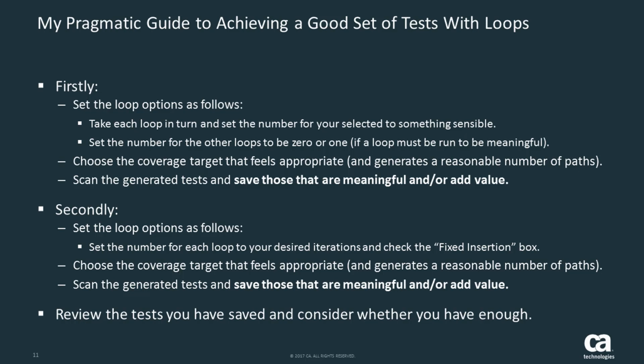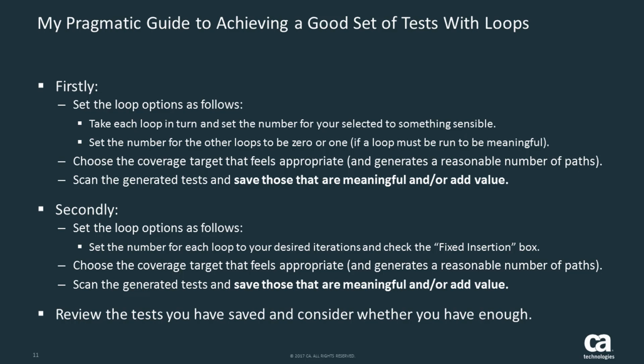Firstly, for each loop that you have, go into loop options and set the count for that loop to be an appropriate number that you think you want to cover. So in my add items to order, I would say I want to add 5 items to an order, and that will test that process. For the other loops, set them to 0, or if it's only meaningful for those loops to have a count of 1, set it to 1. So for the other loops, 0 or 1.